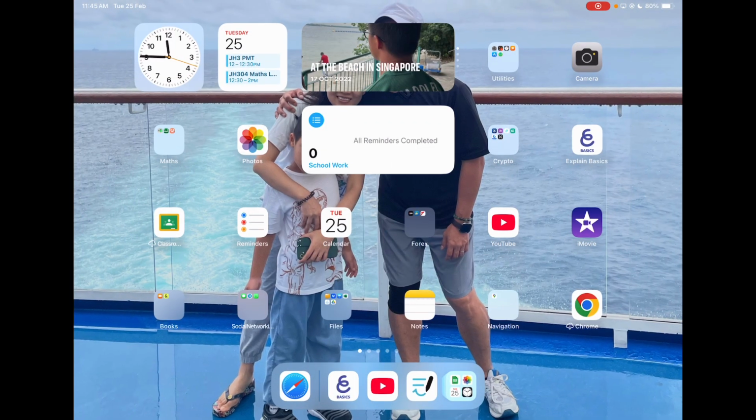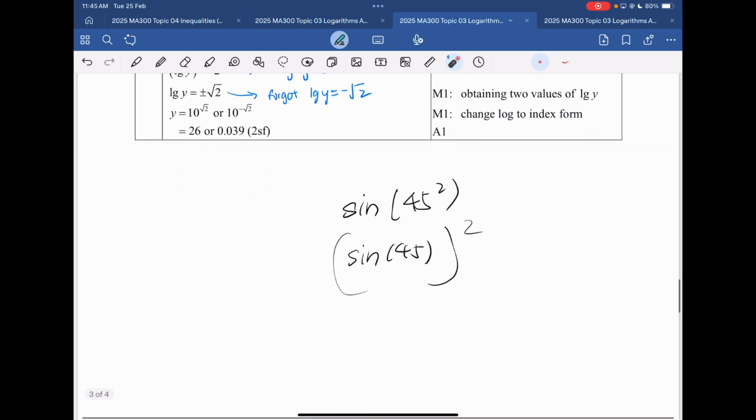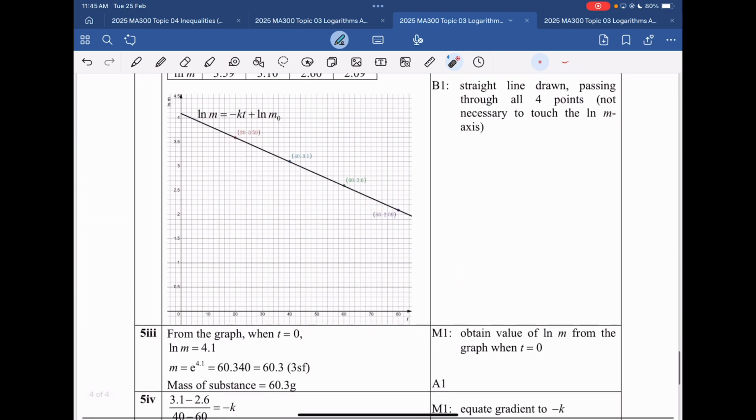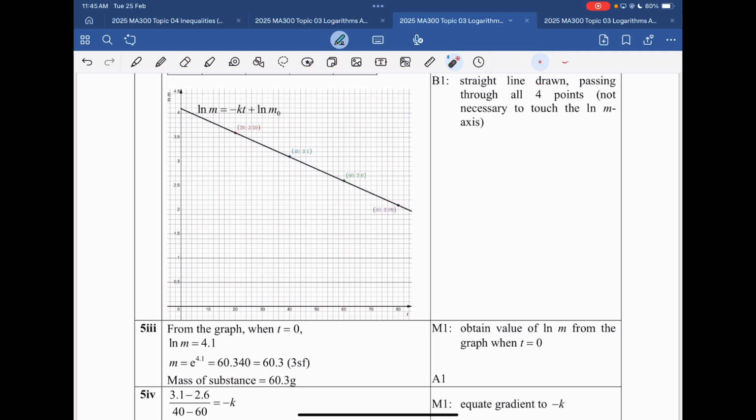Okay, so now I will go on to question 5. Question 5 you just do on your own. Question 5 is a stretch. It's a difficult question. If you can do it, good. But I probably won't mark it. I'll just ask you all to read on your own.